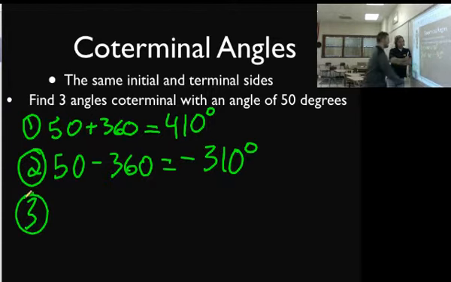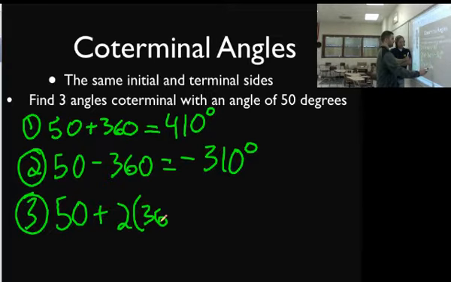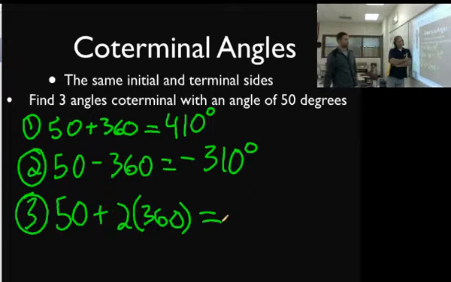Well, I've kind of taken the easy ones. Maybe I should do multiples of 360. We said if we went around and around and around, so maybe 50 plus 2 times 360. In other words, you go around twice, same spot. So that's 720 plus 50, 790.